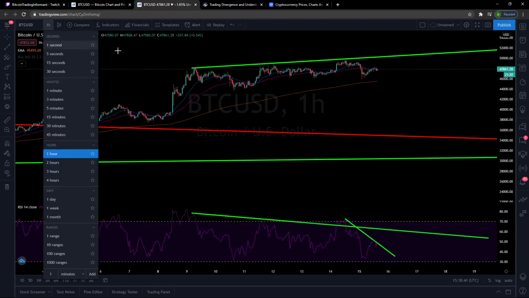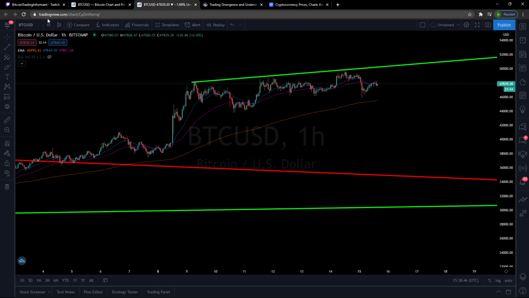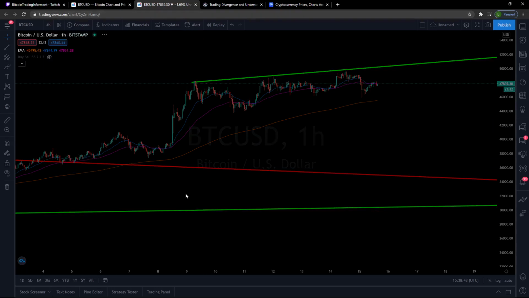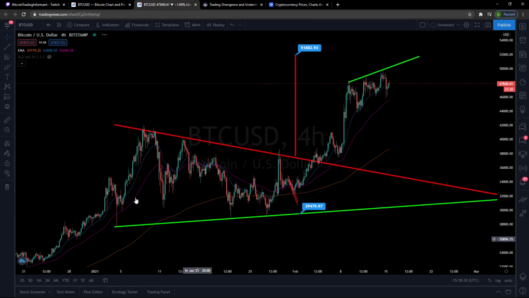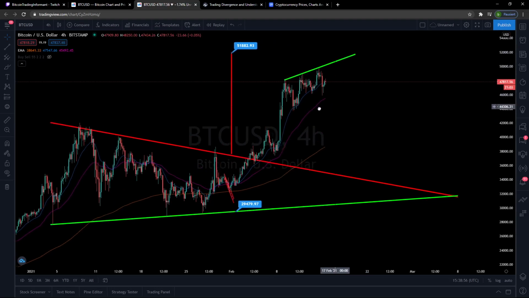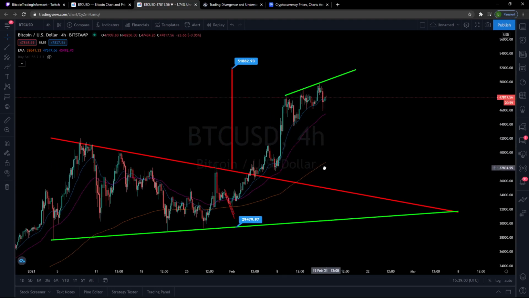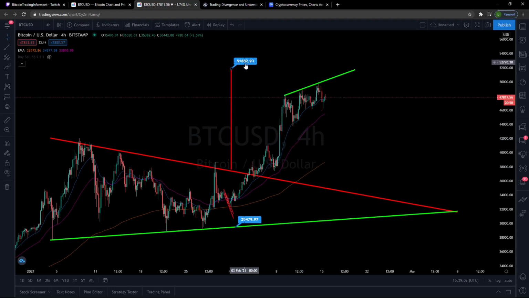Okay guys, let's go to Bitcoin without this divergence. Let's turn the RSI off and take a look at Bitcoin on the 4-hour chart. What can we see here? You can see here was the triangle. Here was the breakout of this triangle, and don't forget that we are still in the breakout. We have a price target here of about 52,000. We broke it to the upside.